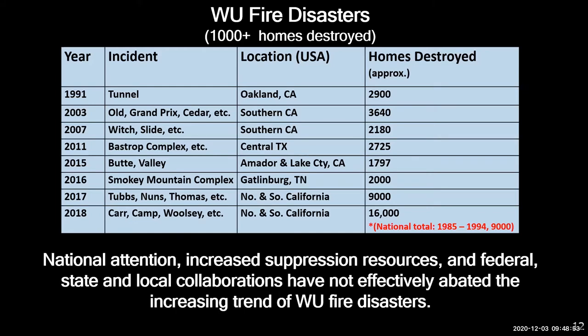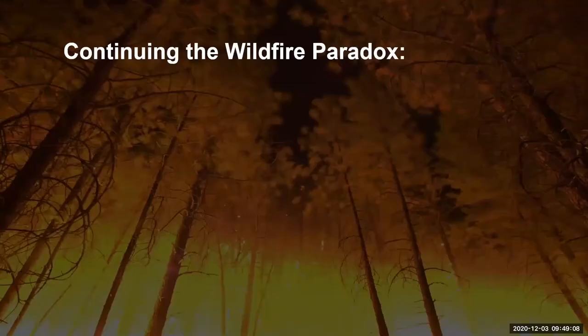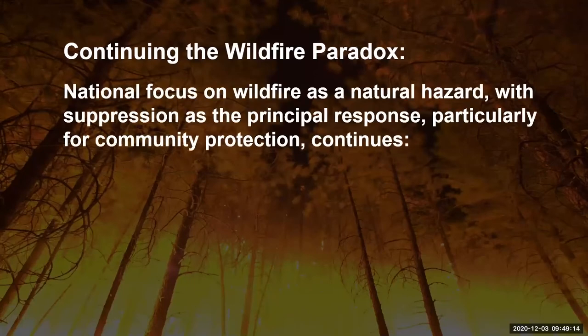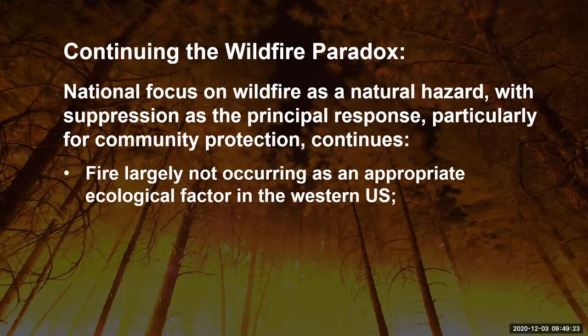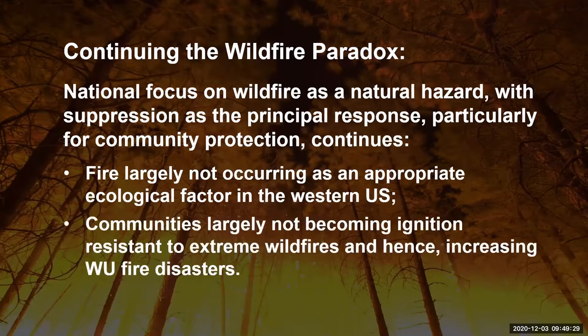So what has this national attention, increased suppression resources, and the collaborations done about the increased trend of wildland urban fire disasters? Well, basically, we've continued the wildfire paradox. Our national focus on wildfire as a natural hazard with suppression as the principal response, particularly for community protection, continues, largely not occurring as an appropriate ecological factor, particularly in the Western US, and communities are largely not becoming ignition resistant to extreme wildfires and hence increasing disasters.